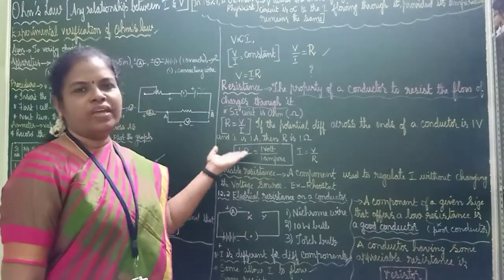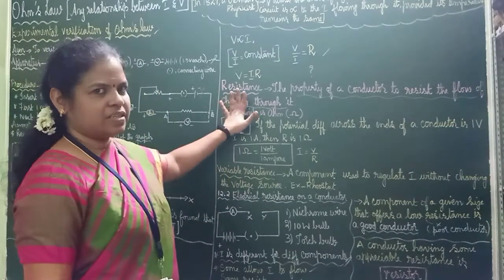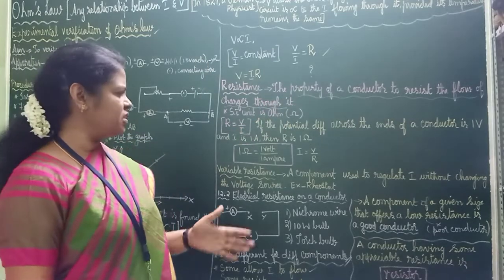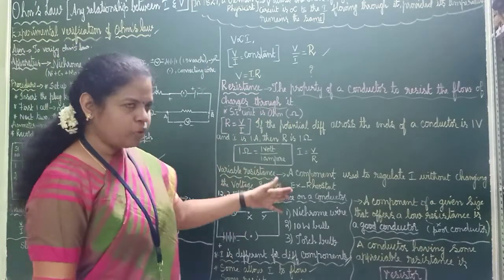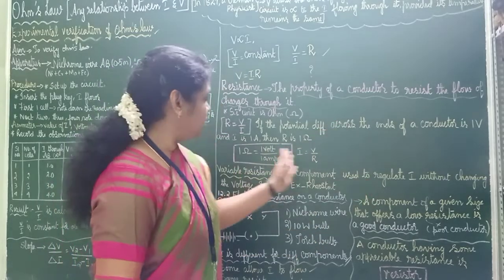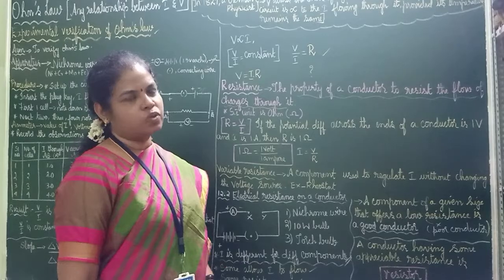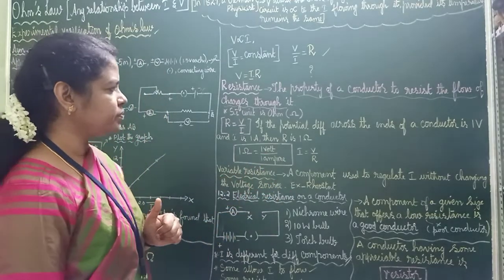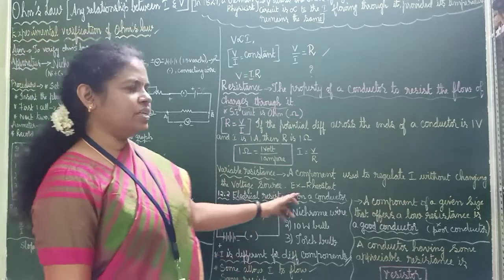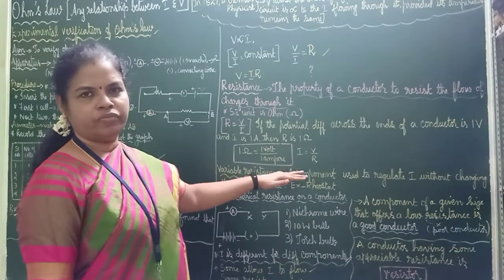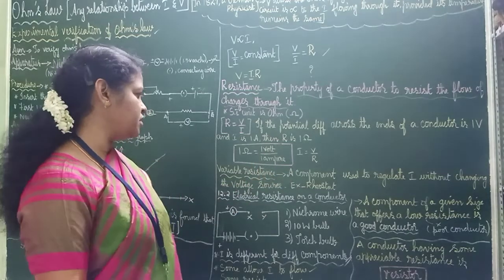So variable resistance. Resistance means the property of a conductor to resist the flow of charge. Variable resistance means a component which is used to regulate current without changing the voltage source. So the voltage source will not be changed, only current will be altered, regulated. For example, a rheostat will do this work. An example of variable resistance is the rheostat.